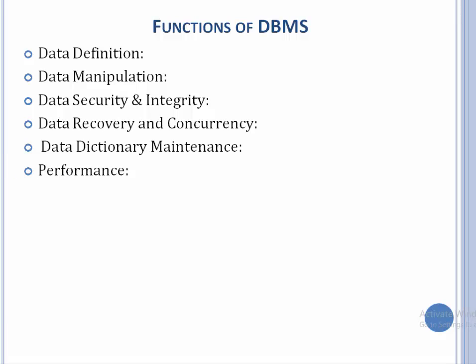So optimizing the performance of the queries is, so next one is performance. Performance means the DBMS is going to optimize the performance of the queries. This is an important function of the DBMS. So these are the important functions of a database management system. It will be asked for 5 marks: explain the functions of DBMS.